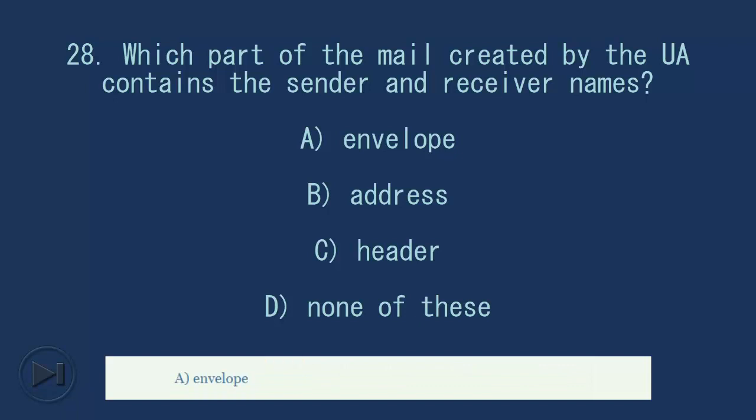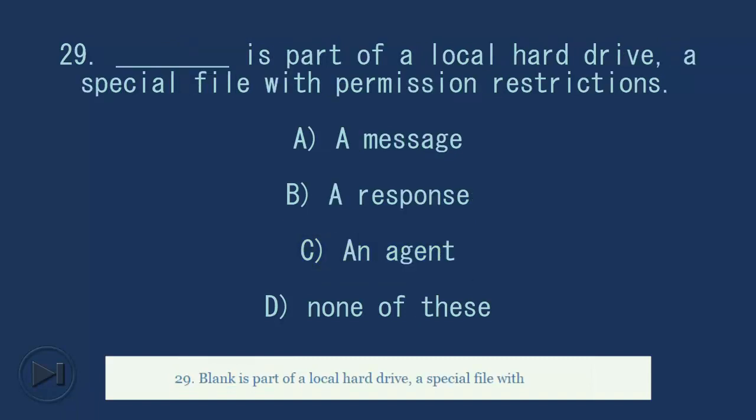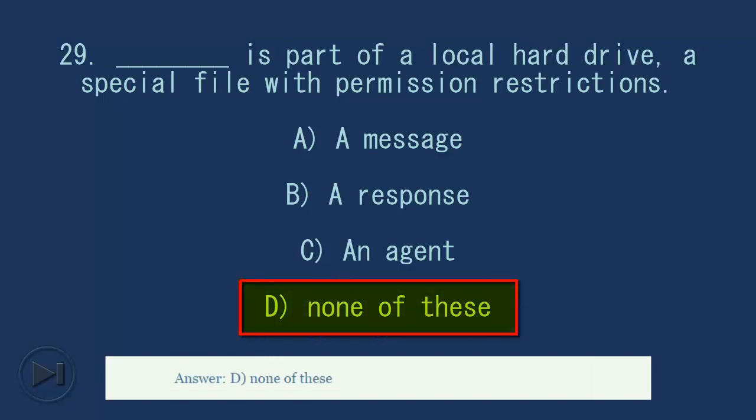A. Envelope. B. Address. C. Header. D. None of these. Answer, C. Header. 29. Blank is part of a local hard drive, a special file with permission restrictions. A. A message. B. A response. C. An agent. D. None of these. Answer, D. None of these.